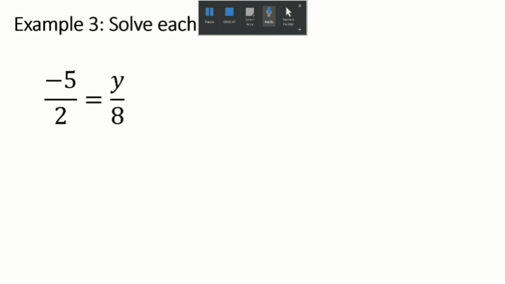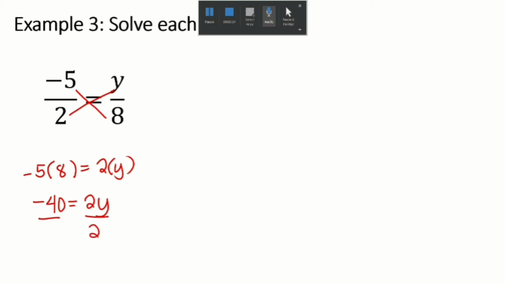And finally, for our last example, let's say we're going to solve for the value of y. The same procedure applies. First, we use cross product. So we have negative 5 multiplied by 8 equals 2 times y. We remove the parentheses. Negative 5 times 8, that is negative 40, equals 2y. Then we divide both sides of the equation by 2. Then y is equal to negative 40 divided by 2. The answer is negative 20.